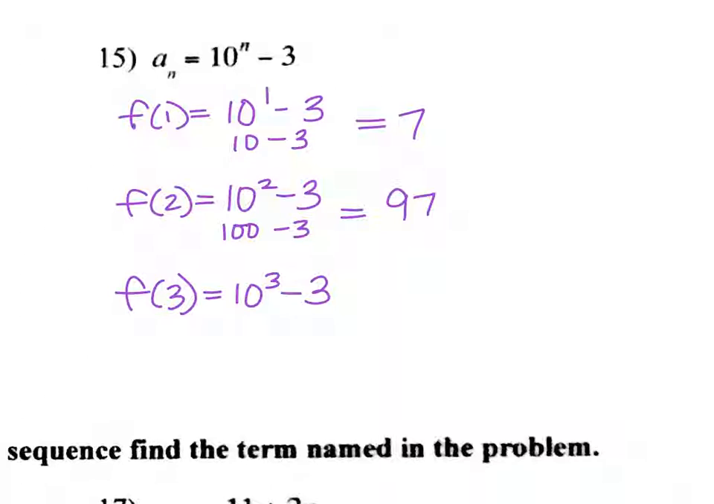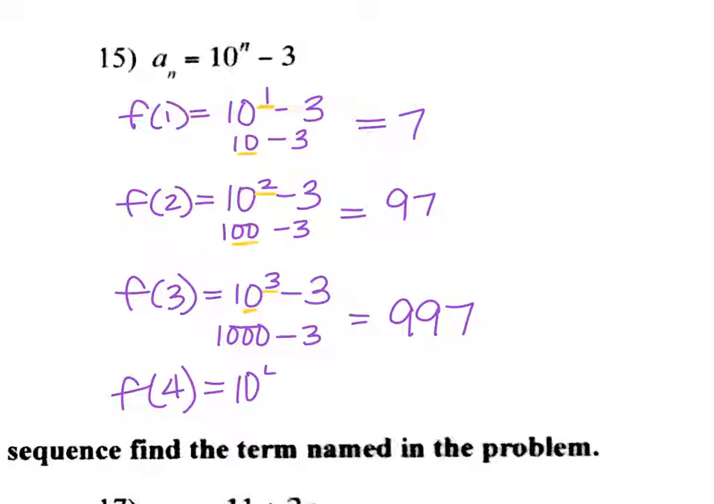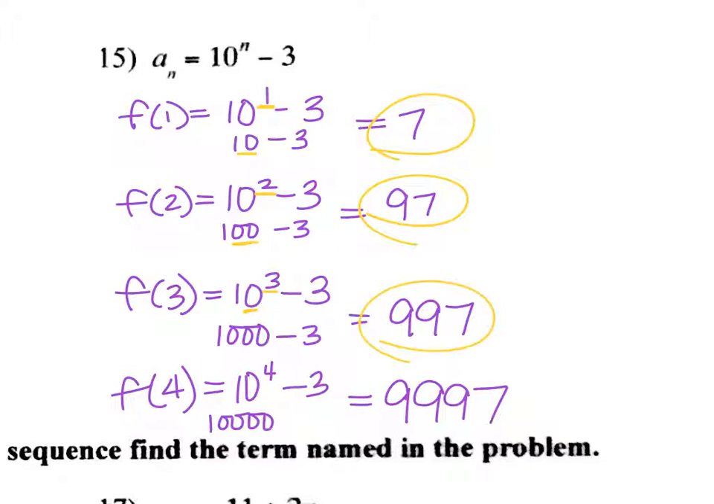You may not know this, but the exponent on a 10 tells you how many zeros there are. So 10 to the 2nd gives you 2 zeros, 10 to the 1st gave you 1, 10 to the 3rd power gives you 3 zeros, 1, 2, 3. So 1,000 minus 3 is 997. And then f of 4, 10 to the 4th, right? That's going to give me 4 zeros, which is going to be 9,997. And there are my first 4 terms.